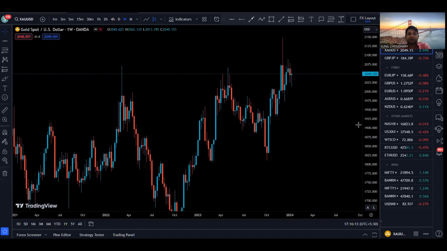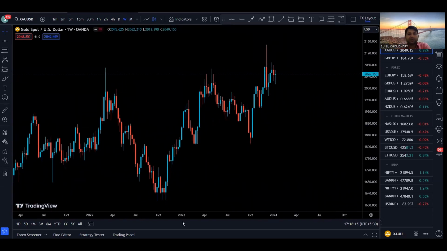On the weekly time frame, the market structure is very bullish because we are making higher highs and higher lows. We can see we created a high, higher low, higher high, higher low, and right now the price created a new high. So the market structure is very bullish on the weekly time frame.